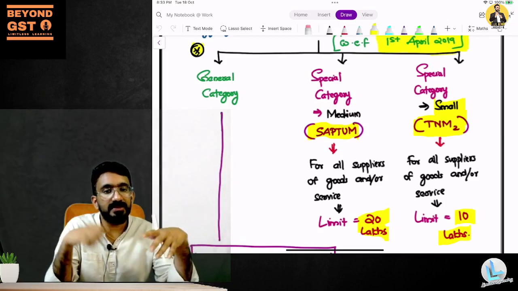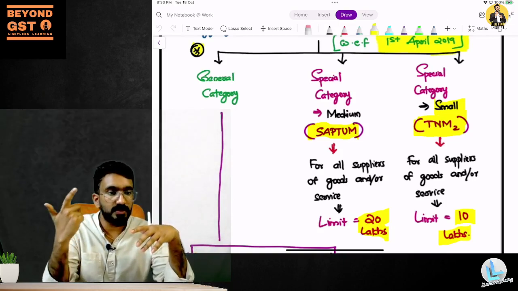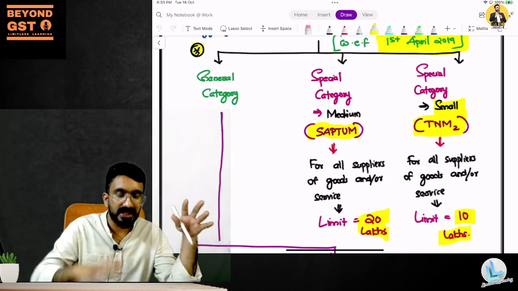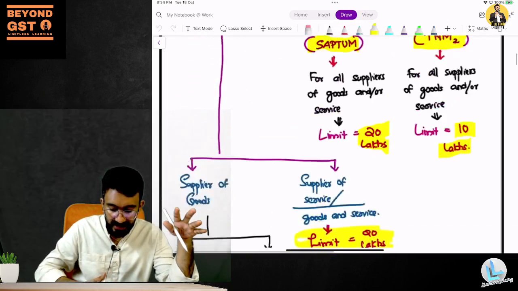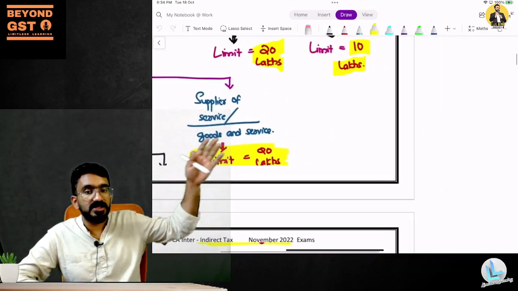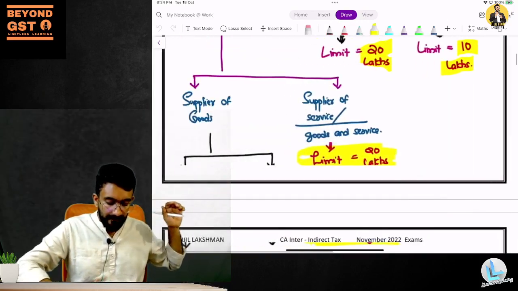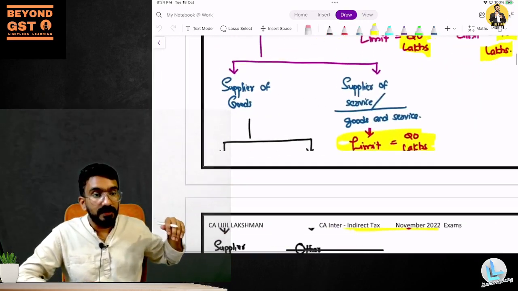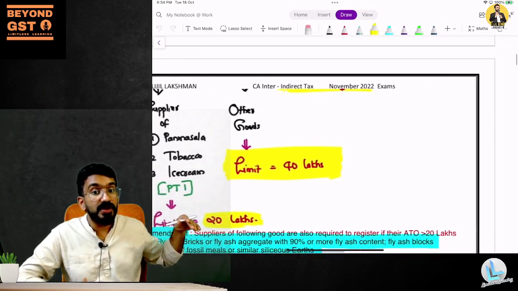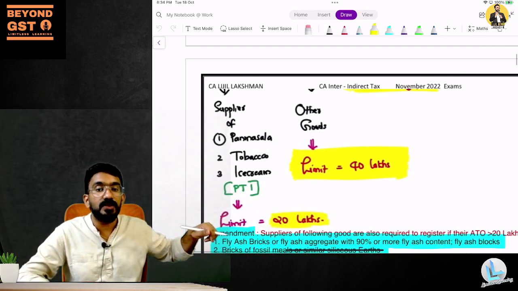Special category medium has how many states? Six states: Sikkim, Arunachal Pradesh, Pondicherry, Telangana, Uttarakhand, Meghalaya. What is the limit? 20 lakhs. All other states are in the general category. But if you are making supply of service, or goods and service, then your limit in general category states is also 20 lakhs. But if you are making supply of goods in general category states, your limit should generally be what? It should be 40 lakhs. But certain goods have a limit of only 20 lakhs.